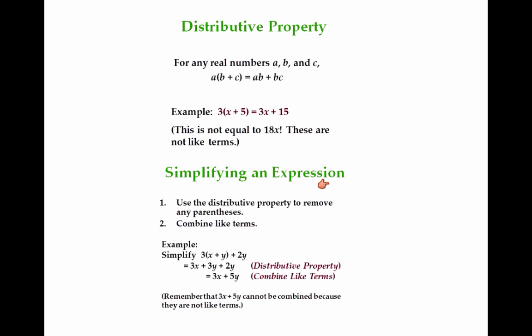Simplifying an expression, you use the distributive property to remove any parentheses and combine like terms. So if I have 3 times (x plus y) plus 2y, I can distribute this 3. I get 3x plus 3y, and then I have 2y here. Now I can combine like terms. I have 2 like terms here, 3y and 2y. That adds up to 5y. I'm going to write this 3x right next to that. They're not like terms anymore.